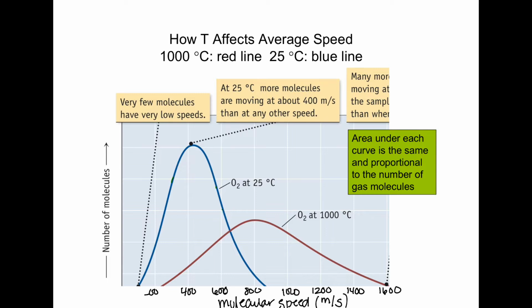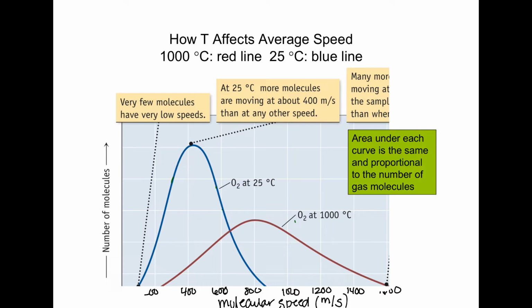Now let's look at this red curve here. And what it's looking at is the number of O2 molecules that are going certain speeds when the sample is at 1,000 degrees, so much higher temperature. And what we see at 1,000 degrees is some are going low speeds, most are going about 800 meters per second there, and some are going really high speeds, but not that many.